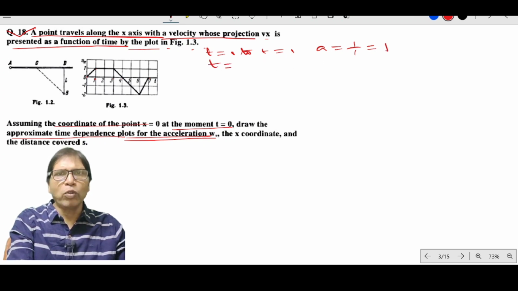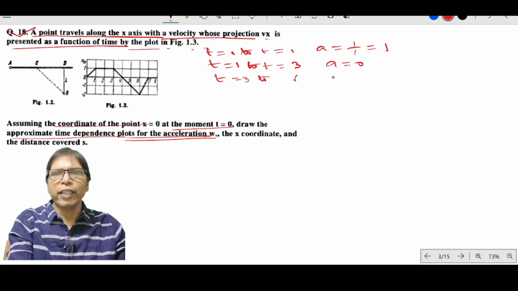From t equal to 1 to t equal to 3, a equal to 0. Then t equal to 3 to t equal to 6, this is the retardation. And the value of retardation is 2 by 2, so retardation is a equal to minus 1.